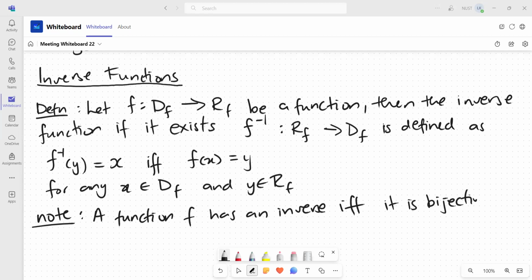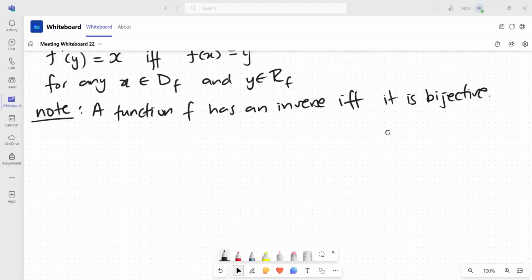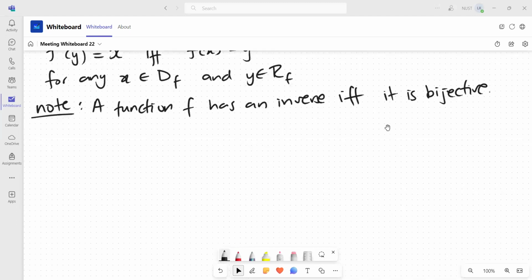So if I ask you, without working anything out, does this function have an inverse? All you need to do is check: is the function injective? Is the function surjective? If it is both, then the function does have an inverse. If the function is not bijective, it does not have an inverse. So, a few remarks.